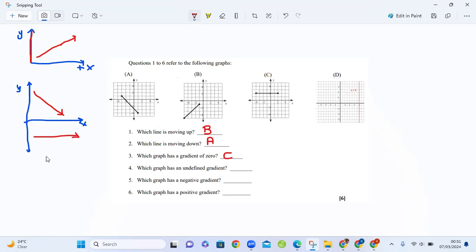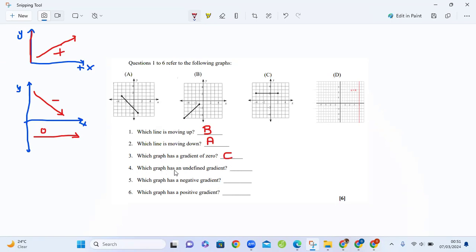The gradient shows you the behavior of the y. This one has a positive gradient because y is going up. This one has a negative gradient because y is going down. This one has zero gradient because y is going neither up nor down.